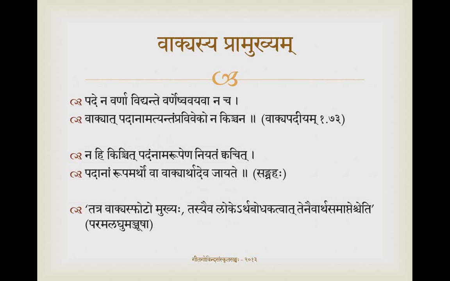So there are, they say, different kinds of sphotas, with theories saying that it is the word which conveys the meaning, or that it is the prakriti and pratyaya individually which convey the meaning, or that it is the sentence which conveys the meaning, and so on. There are 8 different kinds of sphotas. There he says, tatra vakya sphotaha mukhyaha. The main kind, the best kind, is the vakya sphota. Why? Tasyaiva loke artha bodhakatvad.